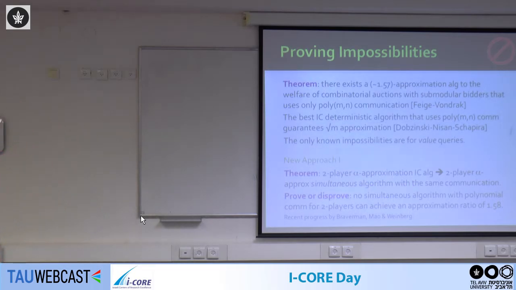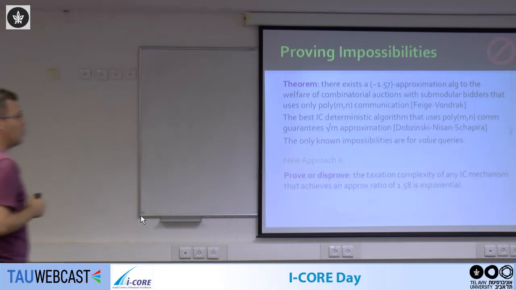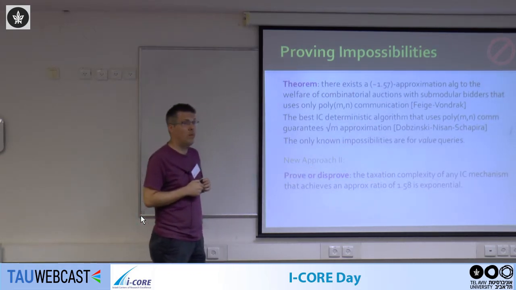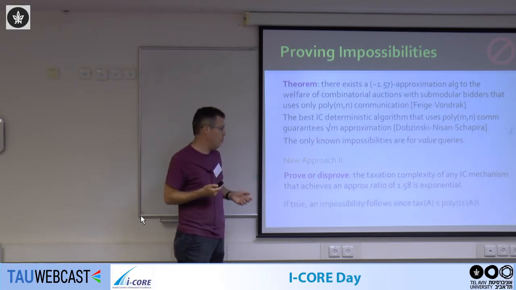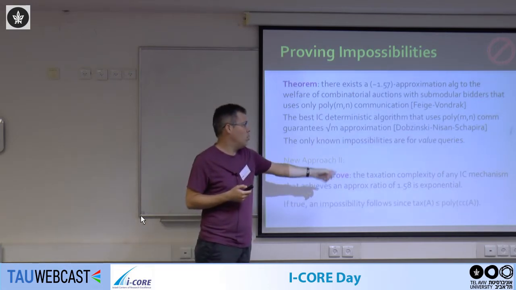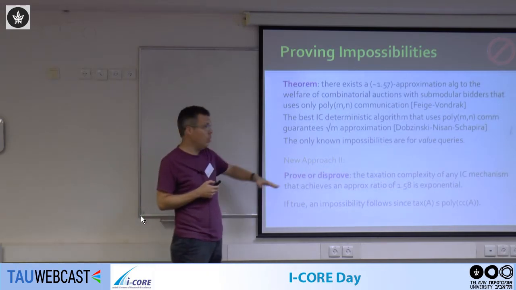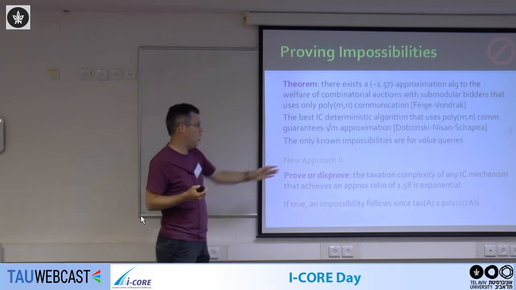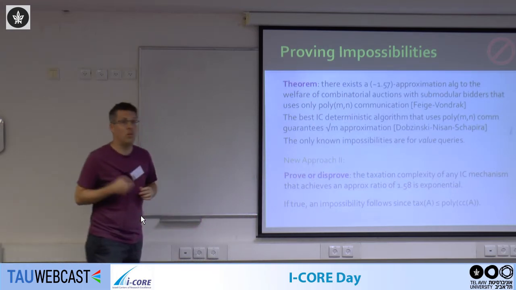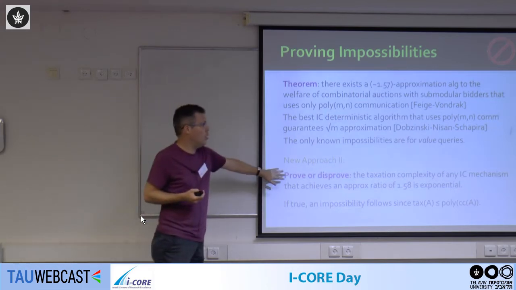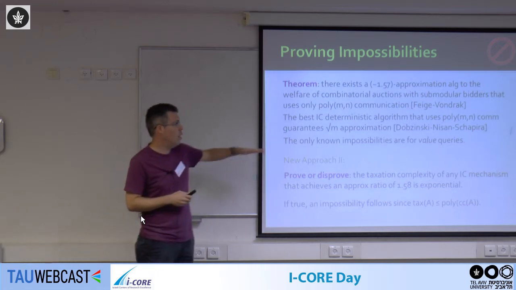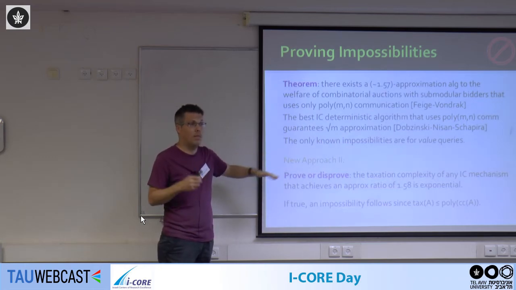The other approach is a little bit more direct. Just prove that the taxation complexity of any incentive compatible mechanism that guarantees an approximation ratio of 1.58 is exponential. This is enough. Why? Because we know that the taxation complexity lower bounds the communication complexity. So if we prove a lower bound on the taxation complexity of an incentive compatible mechanism, this gives you immediately a lower bound on the communication complexity. And notice that here we don't say anything about polynomial time. Just prove that if you have an incentive compatible mechanism that guarantees a good approximation ratio, then its taxation complexity is really high.